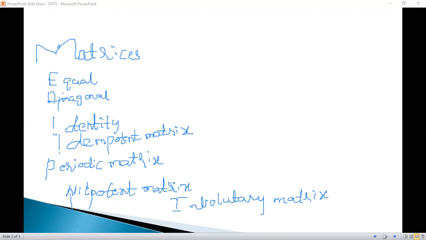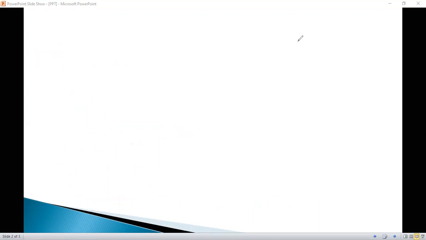After discussing all the types of matrices, we have solved a few problems based on those types, checking whether the given matrix is an idempotent matrix, whether it is a periodic matrix, whether it is a nilpotent matrix. Like that, we discussed a few problems checking whether the matrix is of the given type. Then we moved on to determinant of a matrix.